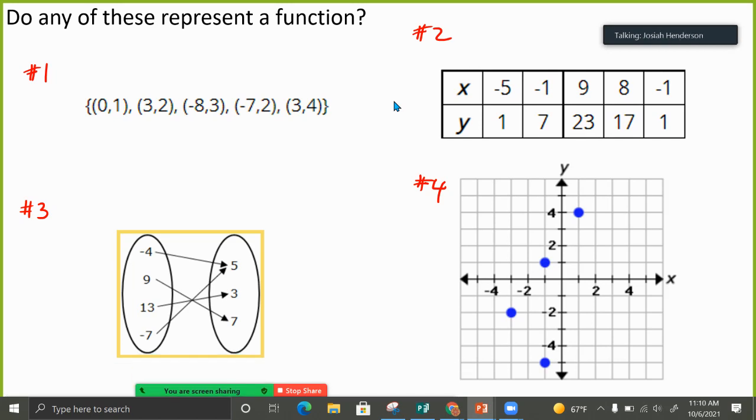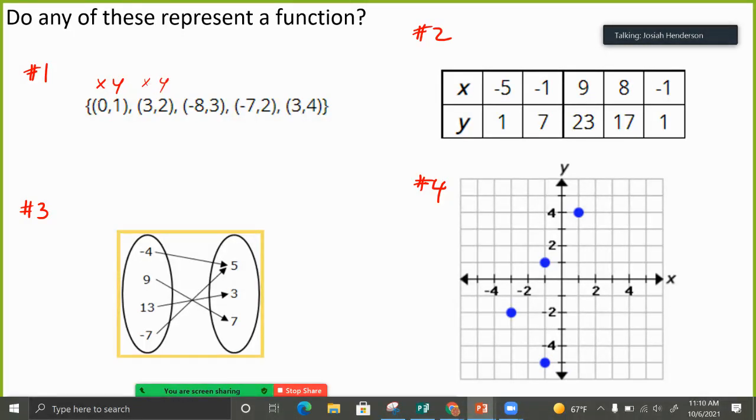So we talked about this yesterday in the Kahoot and afterwards. If we have a list of points like number one is, what we're looking at here are different ordered pairs of inputs and outputs together. So the first number is always the x. The second number is the y. That's 1 point right there, 0, 1. And then 3 comma 2, that's another x and y, and so forth.